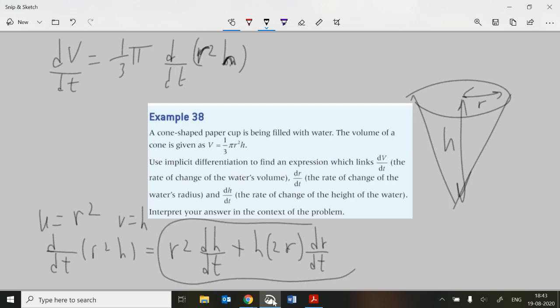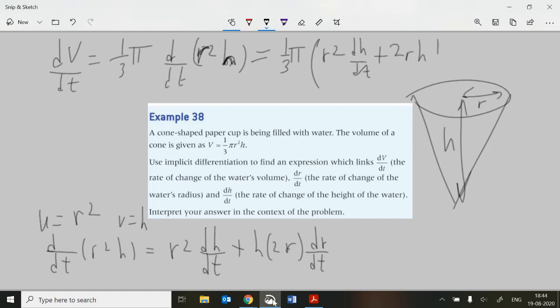Now you can put all of this back in for this thing up here. So we're now getting a third pi of everything which is there, and let's leave it factorized. In fact, we're going to get r squared dh/dt, and then we're getting plus 2rh dr/dt. Okay, so we're pretty much done. That's the final answer for dV/dt, and we've now done what they've asked, I think.